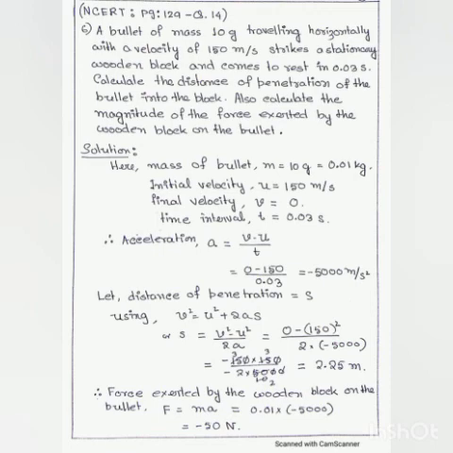And the force exerted by the wooden block on the bullet, that is F, is equal to ma. Here mass is equal to 0.01 kg and acceleration is minus 5000. So force is equal to minus 50 Newton. Here the negative sign indicates that force is applied opposite to the direction of motion of the bullet.